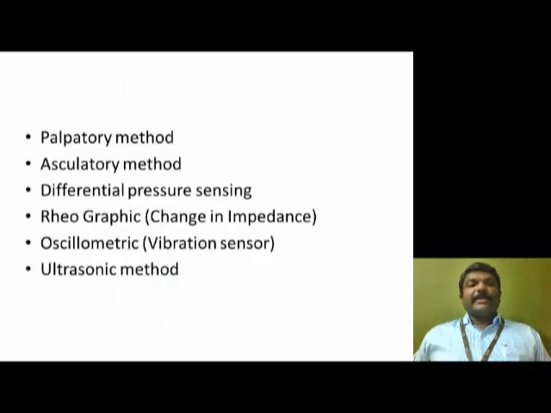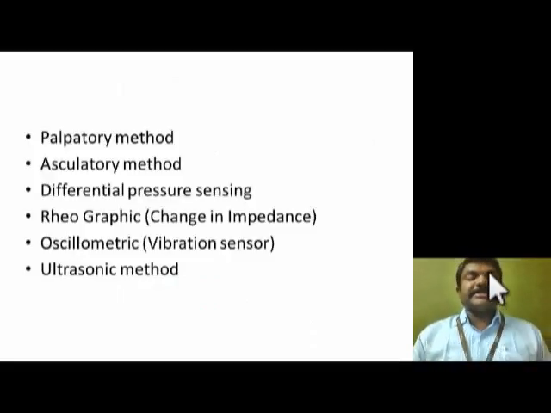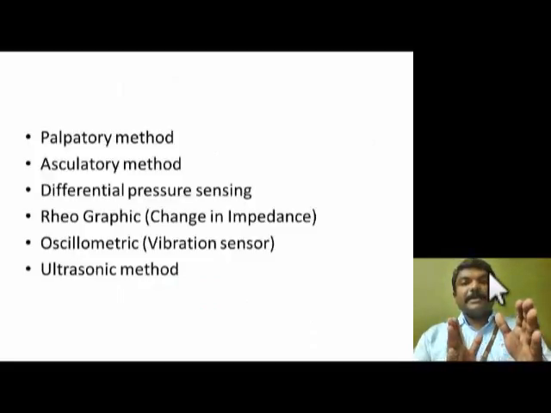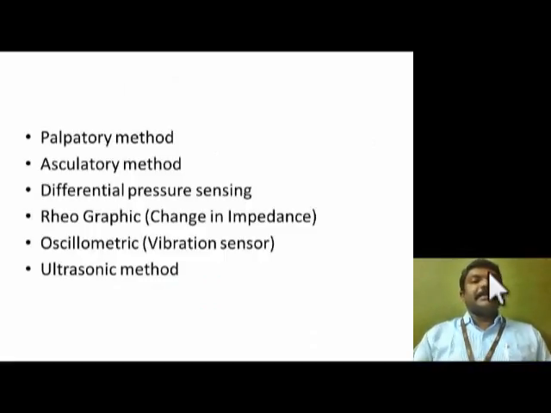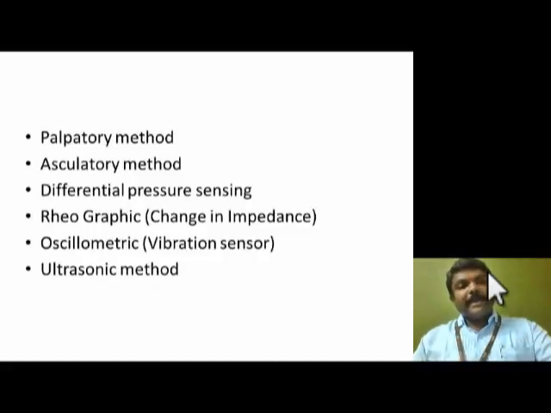Now, as I told you, there are several methods which help to identify these two locations, that is the start of the sound and the end or stop of the sound. The very basic one is the palpatory method, we'll see one by one. The second one is the oscillatory method. Then we have differential pressure sensing. So palpatory and oscillatory are more or less the basic methods that have a lot of disadvantages. As I told you, the possibilities of human error are more in those two cases.